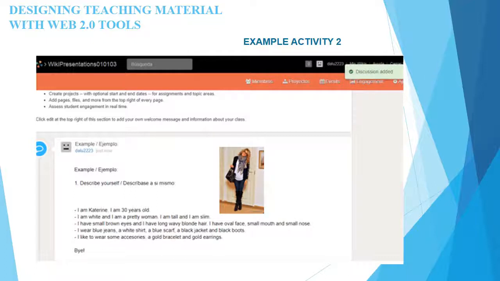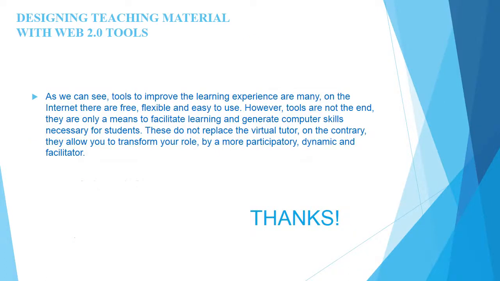So we have an example of this. For example, in describe yourself, this person put a picture here and started: I am Catherine. I am 30 years old. I am white and I am pretty. I am a pretty woman. I am tall and I am slim. Then she can start describing her outfit. For example, I wear blue jeans, a white shirt, a blue scarf. Well, everything that she wants to describe.